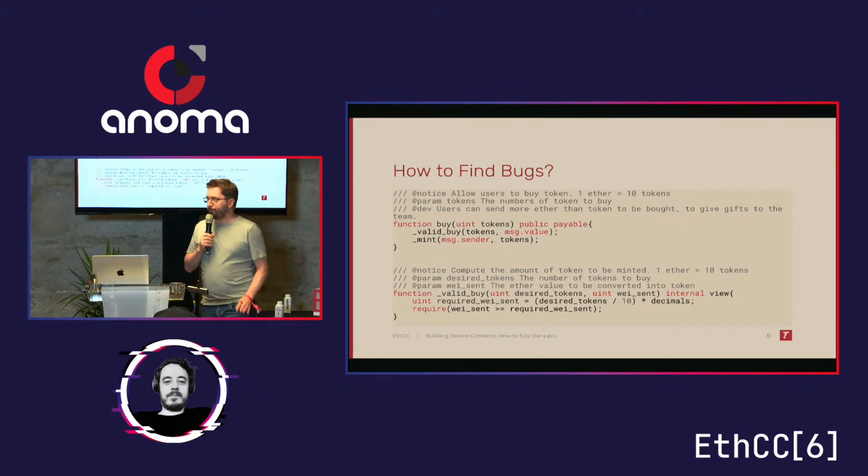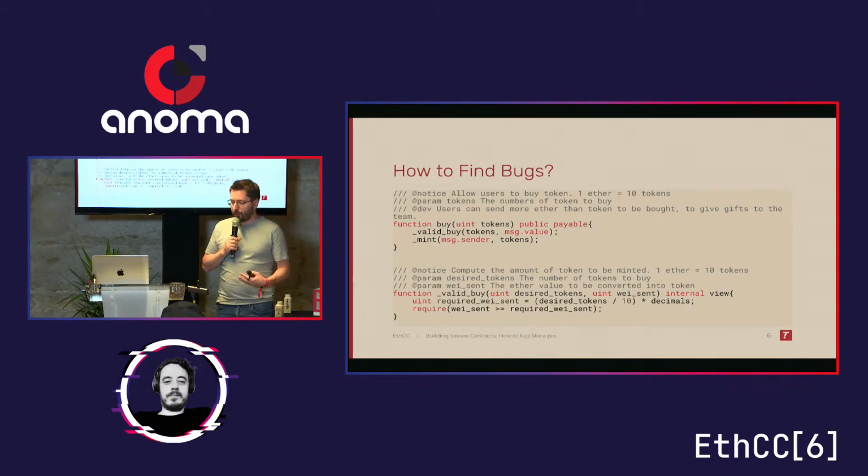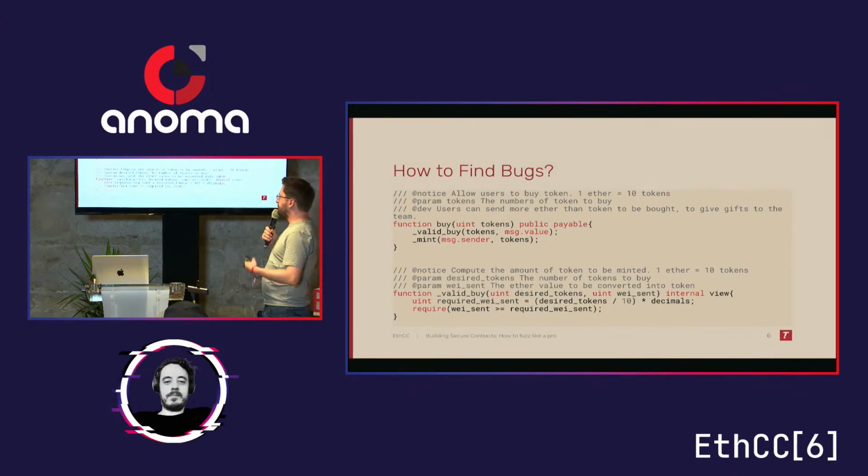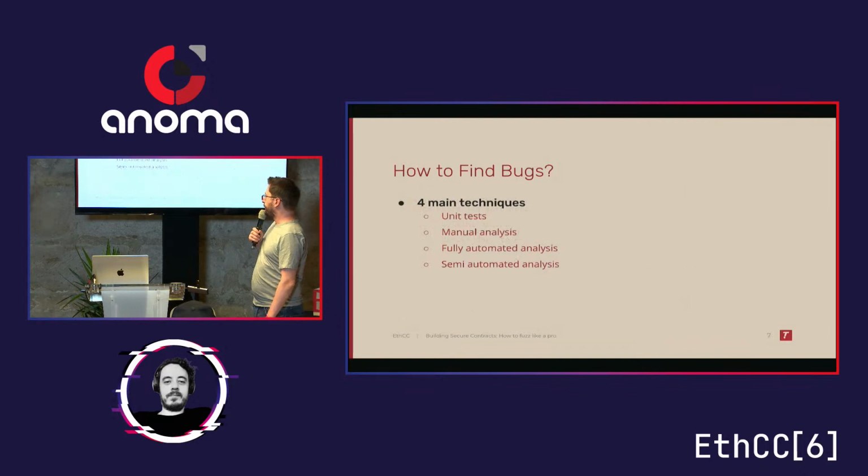The first question that we're going to ask ourselves is how to find bugs. If I give you this piece of code, there are two functions: a function that is going to buy some tokens and a function that is going to compute some price to know if you are sending enough Ether. You don't need to focus too much on this. There is a bug, but we will see that later. If I give you this piece of code, how can you know if it's good or if there is a vulnerability in it? You have basically four techniques.